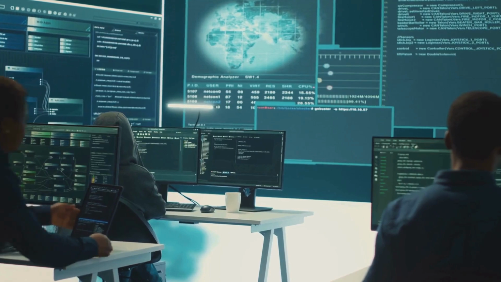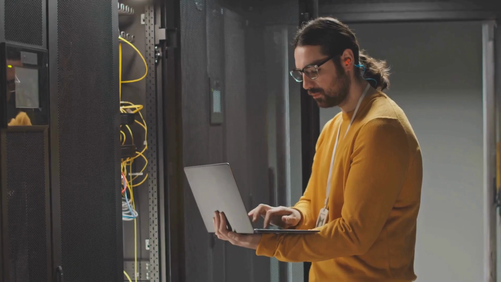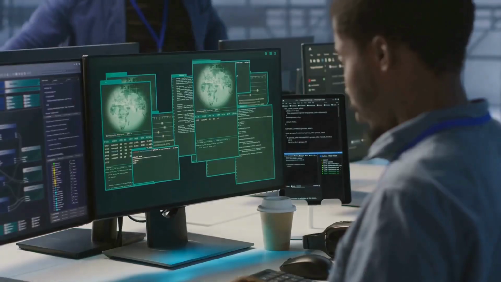RDCs blend in with legitimate domain controllers, making them hard to detect. A multi-layered security approach is essential to combat these threats.